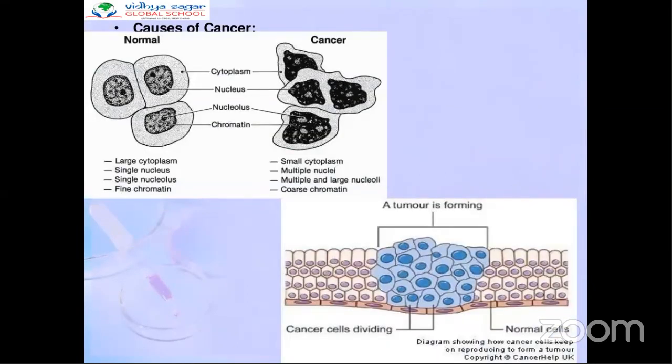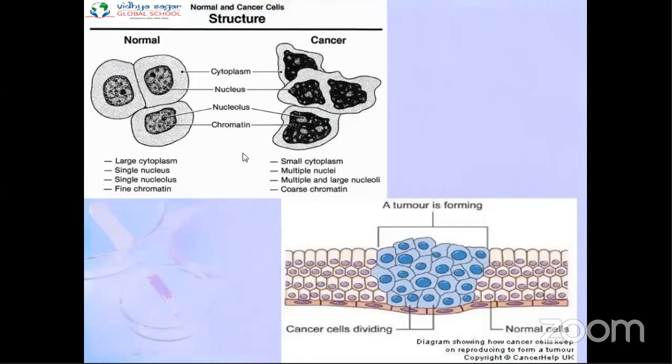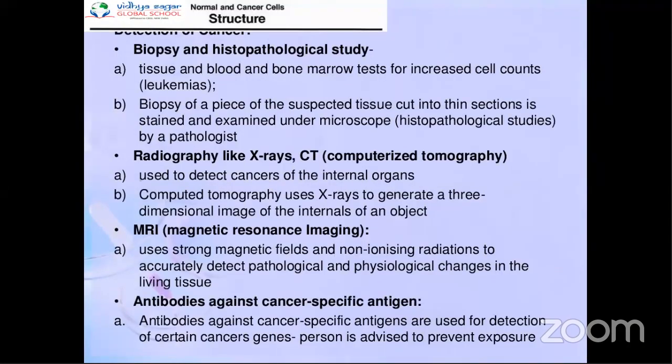So you can see here, the normal cell and the cancer cell. The normal cell has large cytoplasm, a single nucleus, a single nucleolus, and fine chromatin. But here you can see the cancer cell: small cytoplasm, multiple nuclei, multiple and large nucleoli, and coarse chromatin. Here in these cancer cells, you can see how they are dividing, in blue color, and the normal cells are in the normal position. Okay.